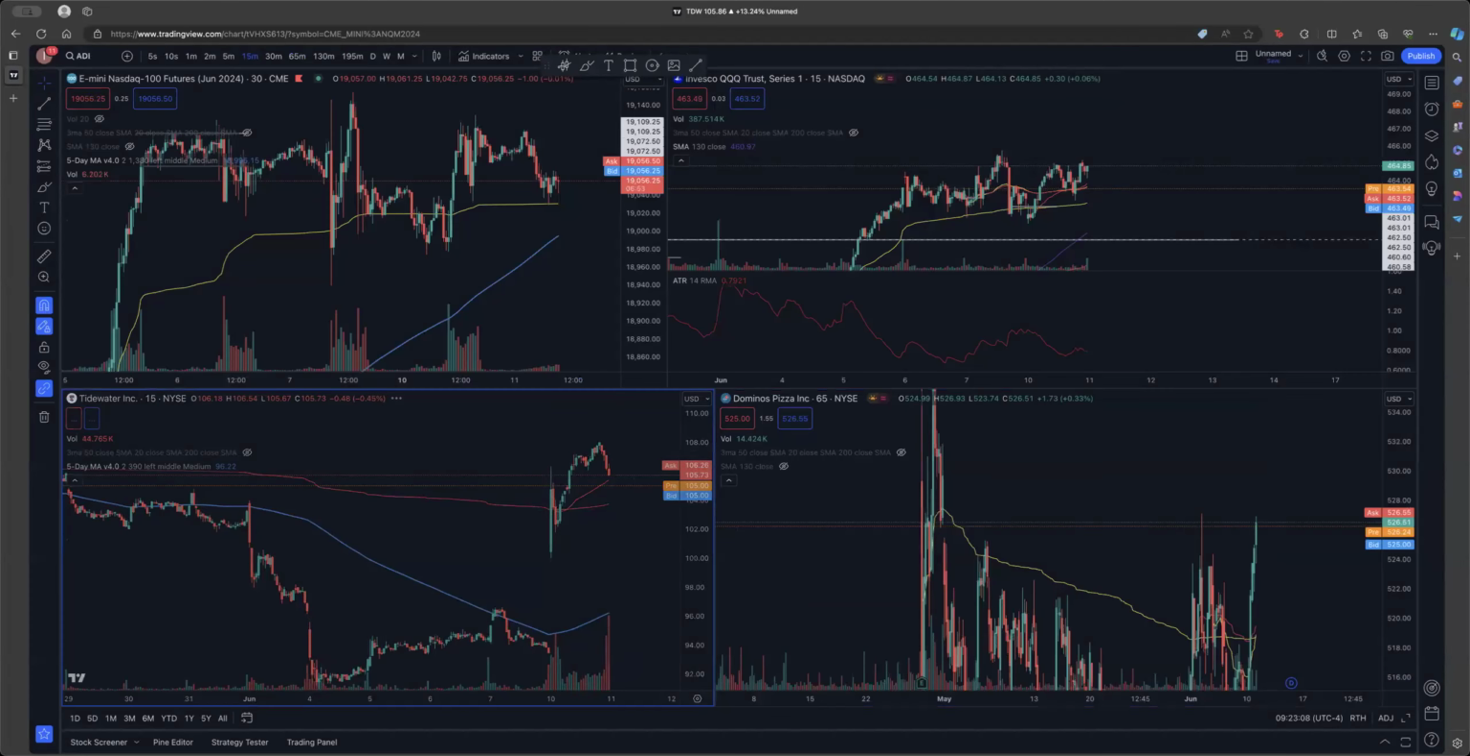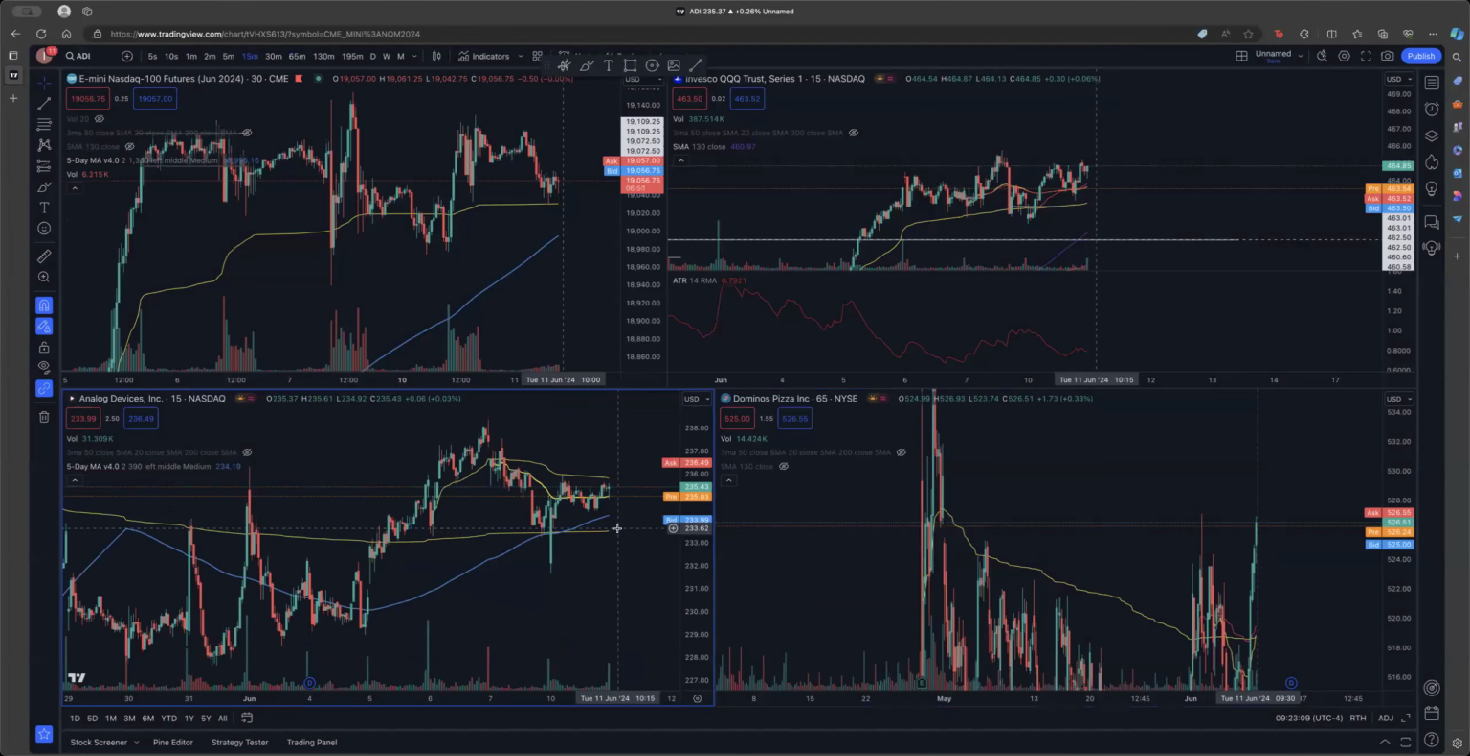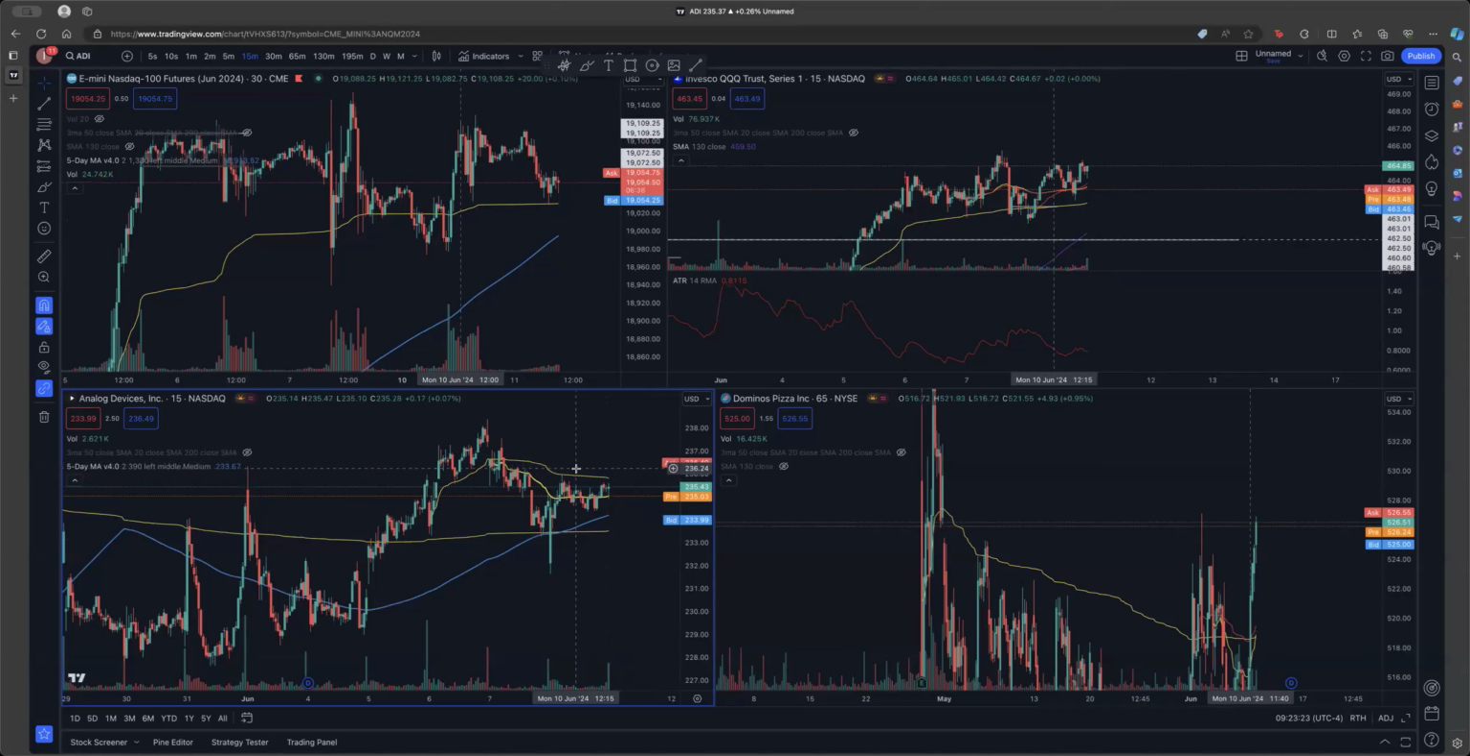And ADI, similar scenario. We opened a small position on this name yesterday. If they can clear this $236 zone, we'll consider averaging up. The only risk you need to be paying attention to is tomorrow morning's data drop. ADI moves with QQQ, by the way. So be careful of averaging up on this name.